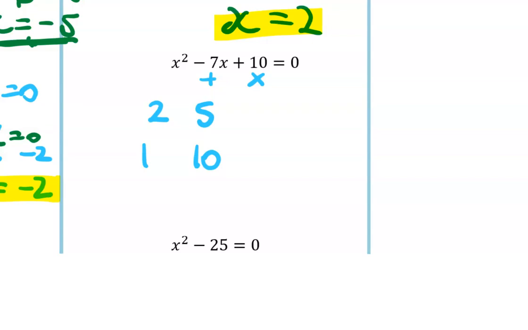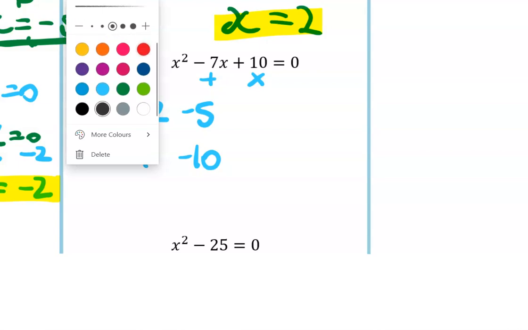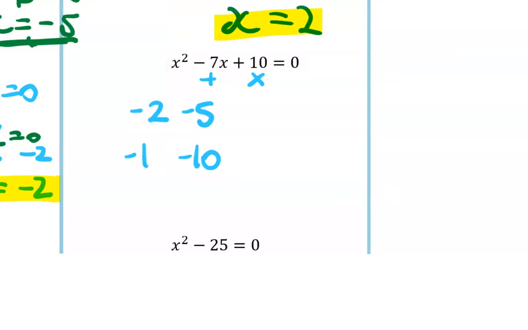Because they have to times to make a positive number, both of our numbers actually have to be negative, because two negatives multiplied together will make this positive 10. So I actually need minus 2 and minus 5, or minus 1 and minus 10. They're my two options. Which one of them will add to make this minus 7? Well, minus 2 plus minus 5 equals minus 7. There it is right there. If I add these two together, I'll get minus 11, which is not what I want. Okay, so here's my two numbers, minus 2, minus 5.